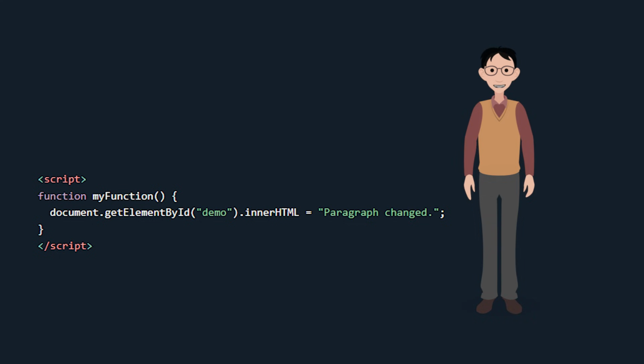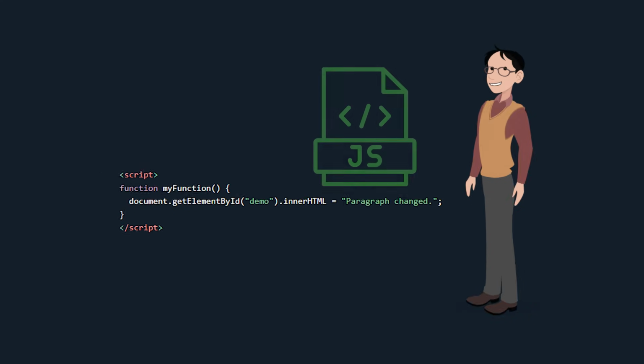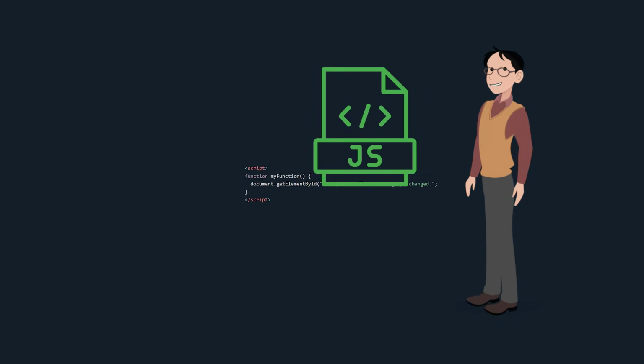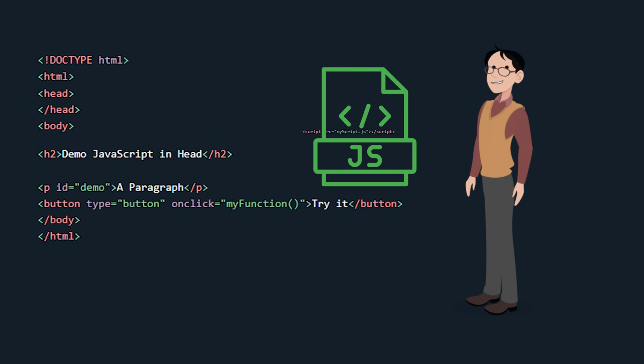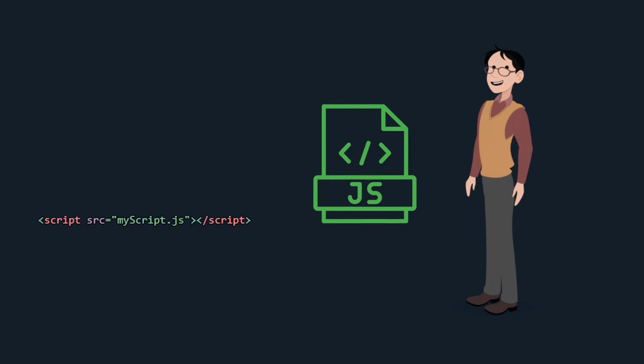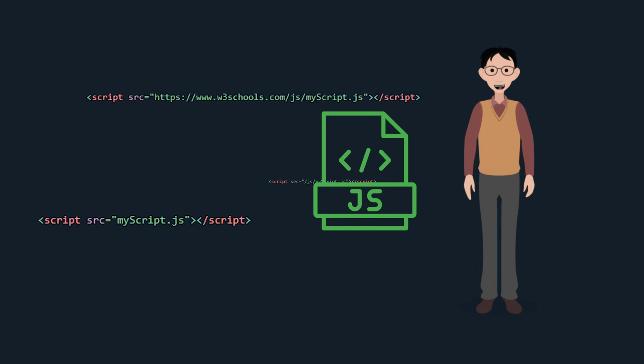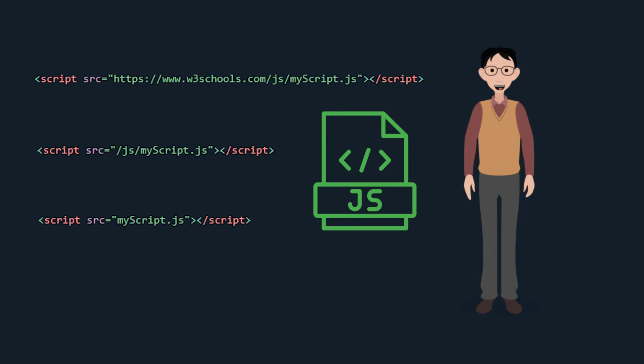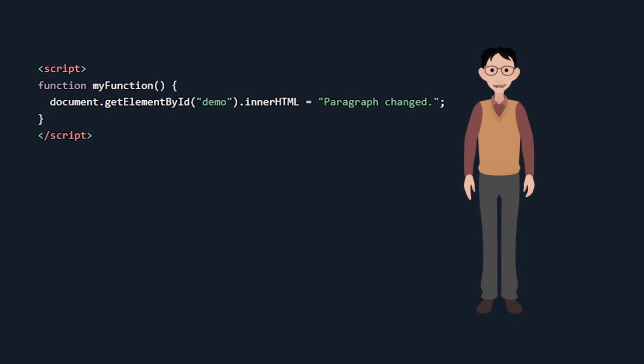Want to take things to the next level? External JavaScript is where it's at. It's like having a toolbox you can reuse on every page. Using external scripts keeps your code neat, reusable, and faster thanks to browser caching. You can reference external scripts in different ways: full URLs, relative paths, or no path at all. The choice depends on your setup. Just remember, no script tags in your JavaScript files.